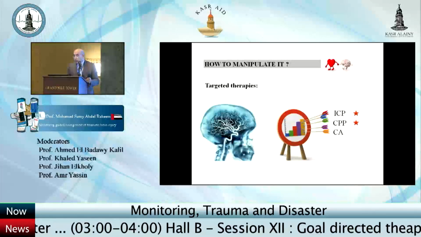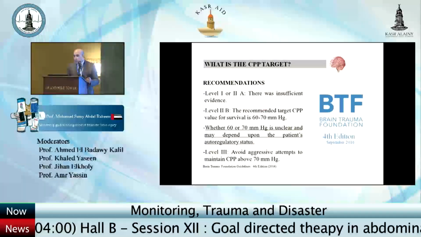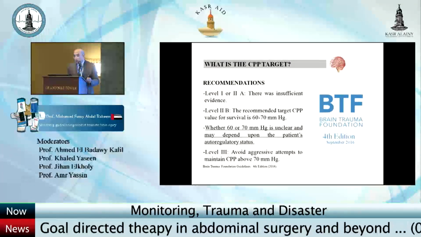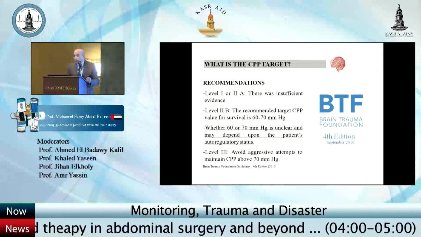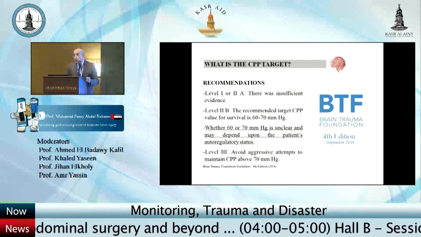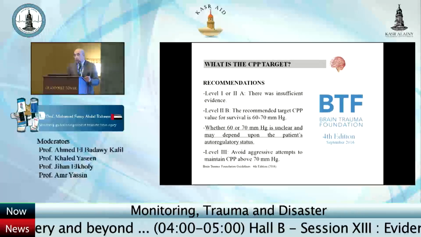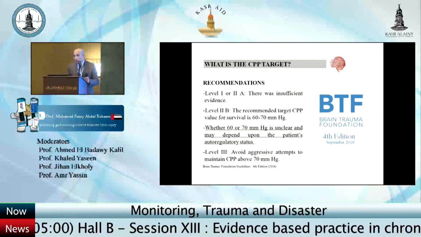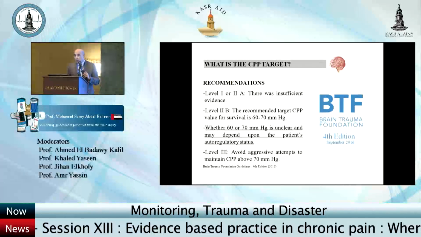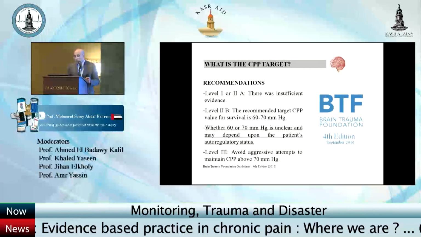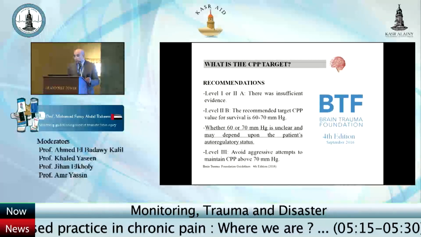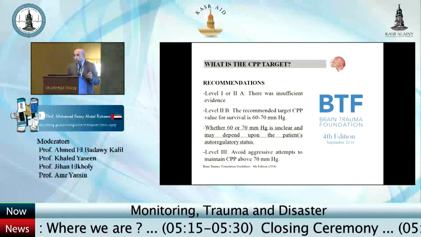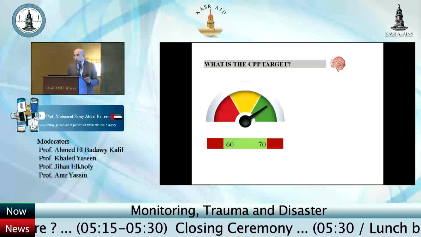So this is ICP. What about cerebral perfusion pressure? Again, the recommendation from the Brain Trauma Foundation is that there is no level 1 or 2 evidence, but there is level 2 evidence to recommend a target CPP between 60 and 70 millimeters of mercury. And again, they refuse to push it further than 70. There is an important recommendation here, which is underlined: whether 60 or 70 millimeters of mercury is unclear, and this will depend only on the patient's individual autoregulation, and we'll come to this in a moment.